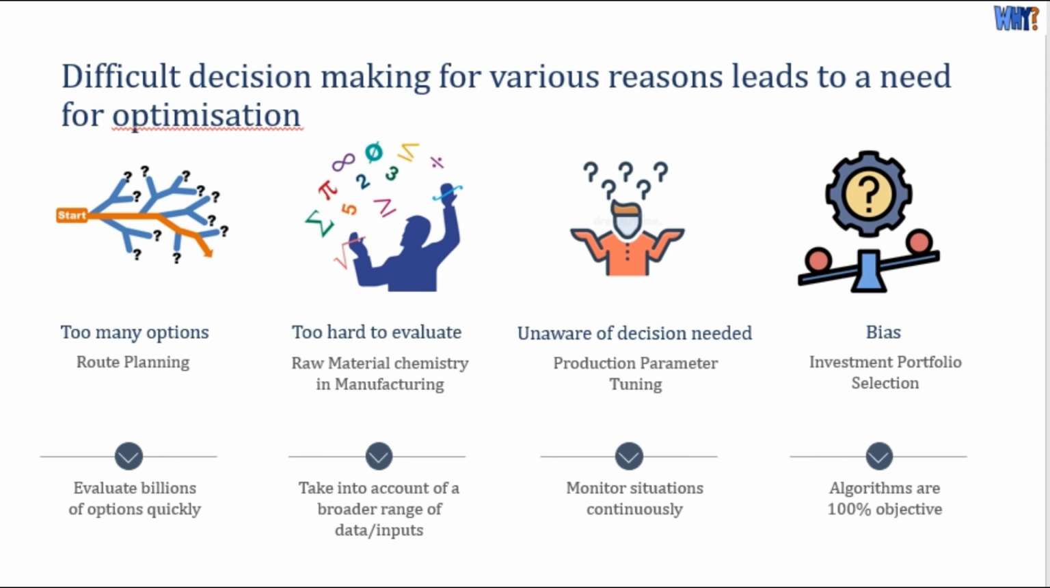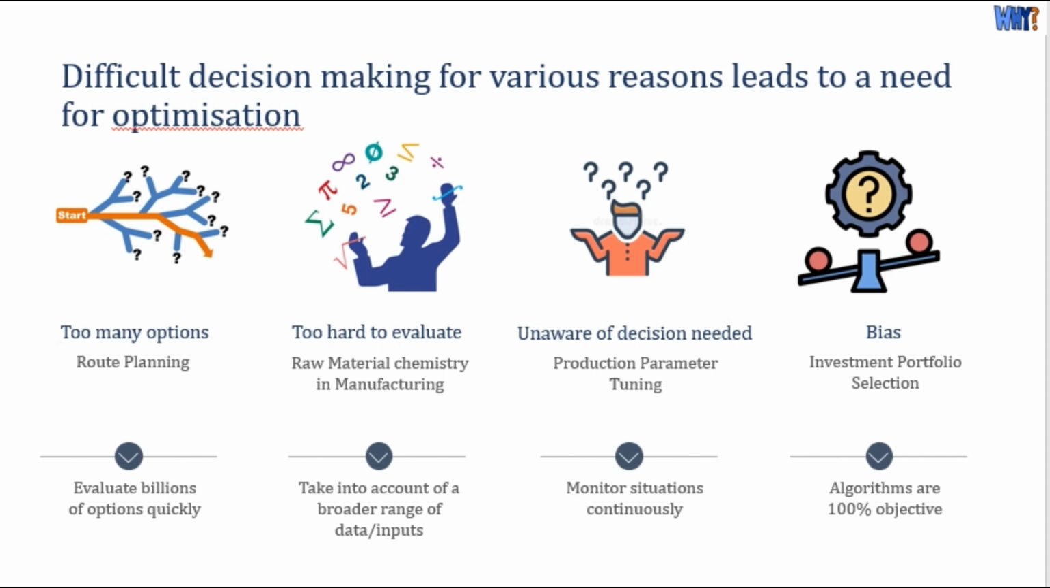The next is the complexity of the problem. Sometimes the problem is too complex to solve by hand. For example, in production planning and scheduling, you may have hundreds of materials with different consumption rates and chemical properties. Manually figuring out the optimal production schedule is nearly impossible.